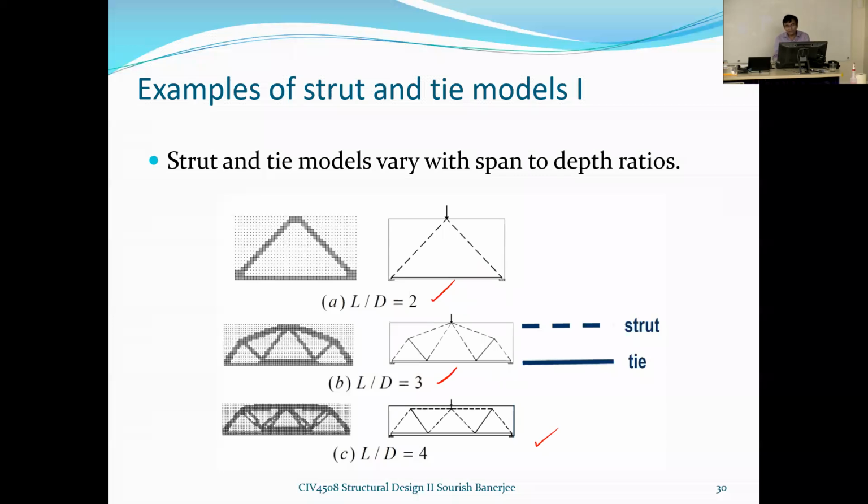Okay, so you can see this is an interesting observation. That means the Strut and tie model is not fixed. If your L over D ratio changes, the Strut and tie model will also change.